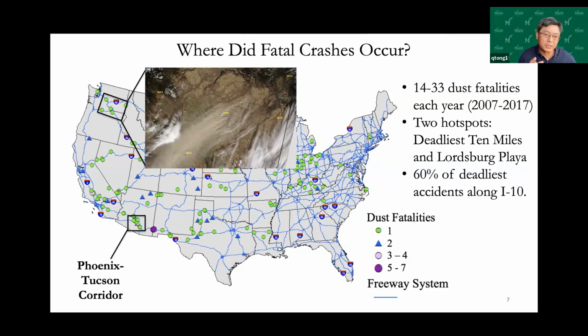And we also have 2 very dangerous hotspots. One is a 10-mile stretch between Phoenix and Tucson. Along those 10 miles on Highway 10, we have hundreds of accidents caused by dust storms. And the other one is Lordsburg Playa. A playa is a dry lake. It's between New Mexico and Arizona, and it's caused by several large dust storms I presented earlier. So about 60% of the deadliest accidents happen along Highway 10, making Highway 10 the most dangerous highway to drive during a dust storm in the United States.